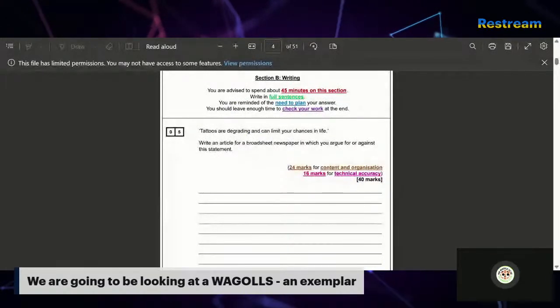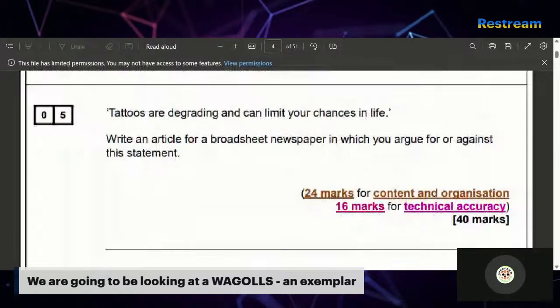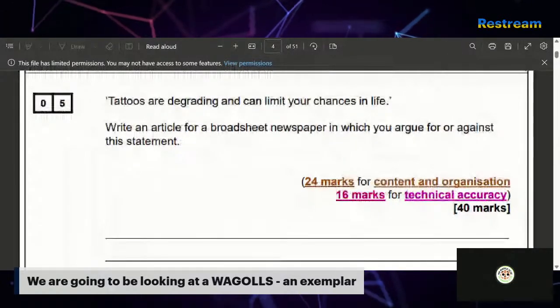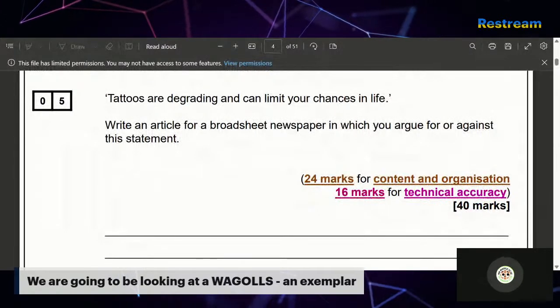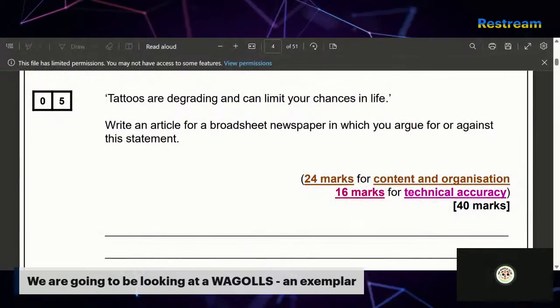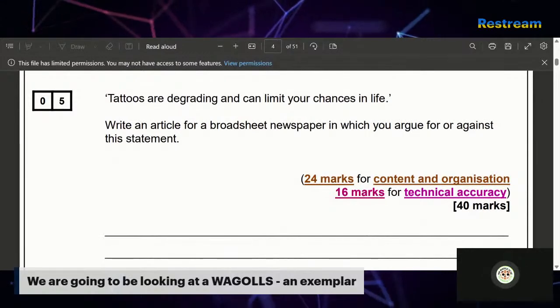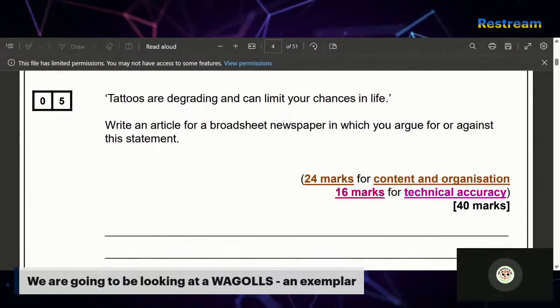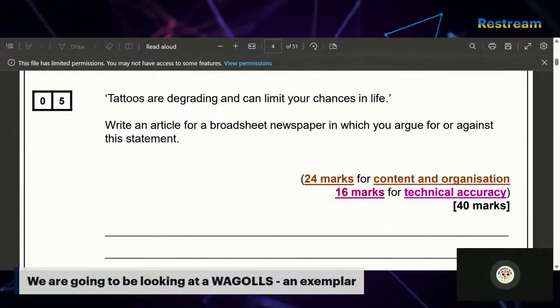Now the question is, tattoos are degrading and can limit your chances in life. Write an article for a broadsheet newspaper in which you argue for or against this statement. So just talking about the fact that this is a newspaper and there are different types of newspapers. Let's quickly dive into the types of newspapers just in case you're unsure of what a broadsheet means.